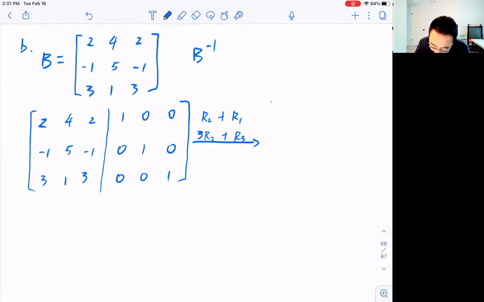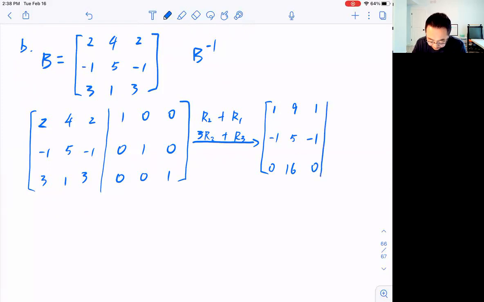So let's do that. R2 added to R1 turns the first entry into 1, 4 plus 5 is 9, and 2 plus -1 is 1. We didn't change R2 at all. Then we did 3 R2 added to R3, so 3 plus -3 is 0, 1 plus 15 is 16, and 3 plus -3 is 0. And over here, we added R2 to R1 as well, so 1 plus 0 is 1, 0 plus 1 is 1, and 0 plus 0 is 0.